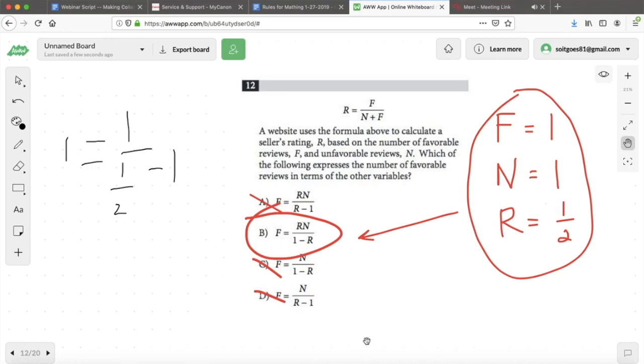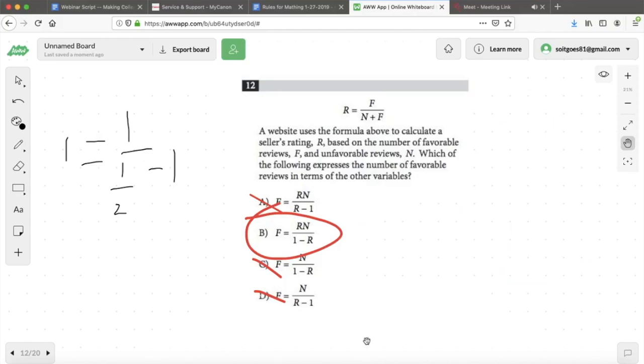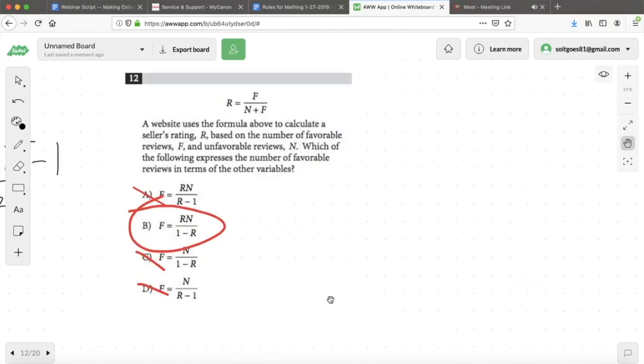It's so annoying. But I just want to show you, just because this is how everybody else is going to be trying to solve it. And it's so complicated. So we've got R equals F over N plus F. We're trying to isolate F, right? But the problem is F is in the denominator here, and we've got to get it out of the denominator. So what you're supposed to do here, it's not obvious, but you've got to multiply by N plus F.